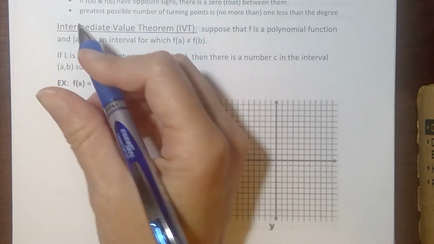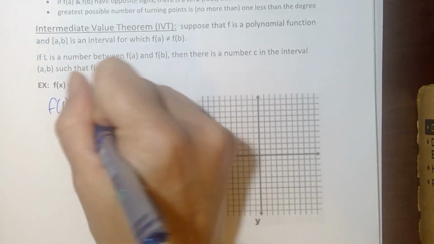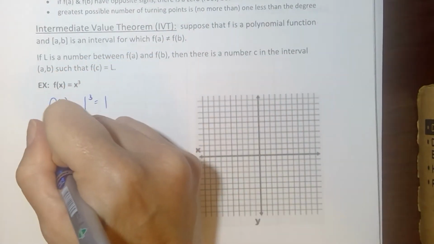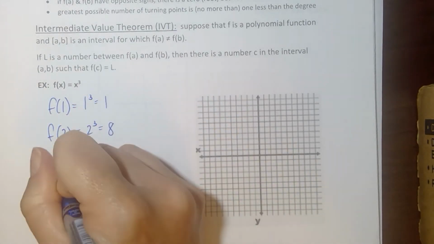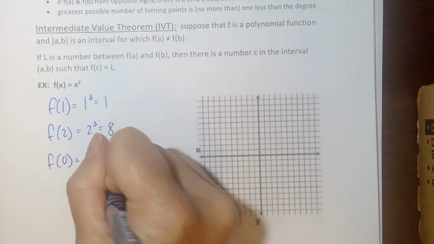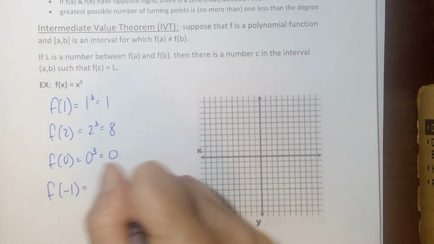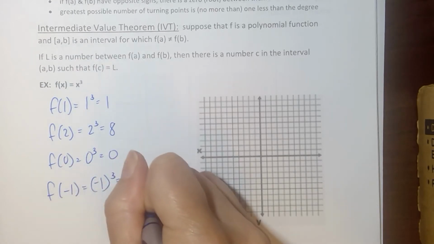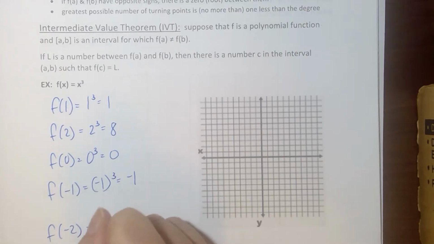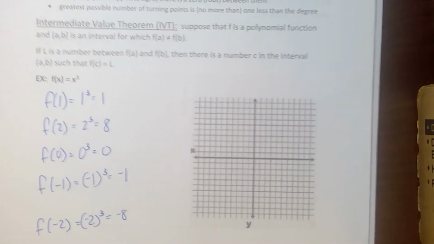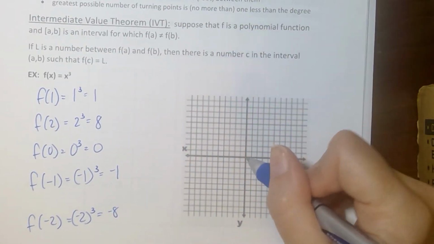Let's plug in a few values. f of 1 would be 1 cubed, which is just 1. f of 2 would be 2 cubed, which is 8. We know f of 0, that's where my vertex sits. If I do f of -1, I get -1 cubed, which is -1. If I do f of -2, I get -2 quantity cubed, which is -8. So I have some points to plot on my graph.